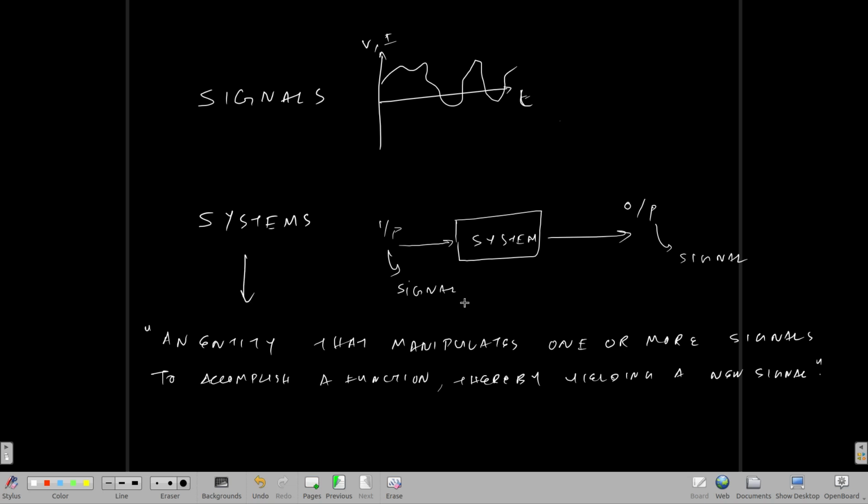That is, it manipulates one or more signals, that is the input, thereby yielding a new signal, that is the output. Here it is to accomplish a function, that is, it is doing some manipulation, it has to serve some purpose, right? For example, this microphone is a system, an electromechanical system. It takes the input as the vibrations of the air that is created when I am talking, and it converts it into electrical signals, that is the output. The conversion is the function that it is doing, right? So that is a basic definition of a signal and a system.